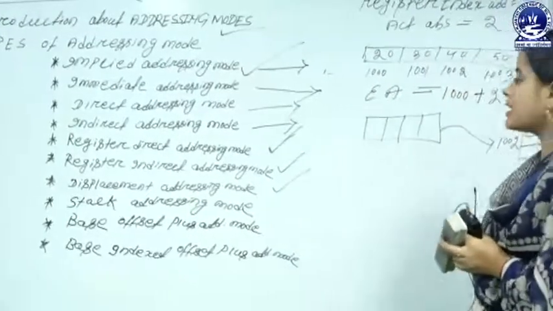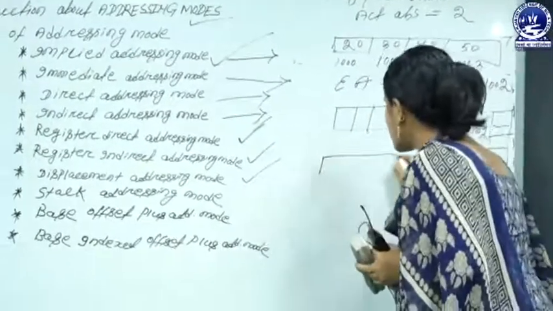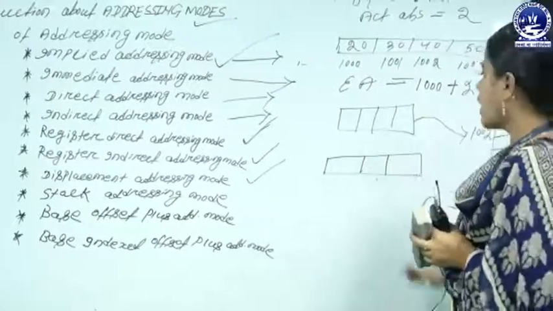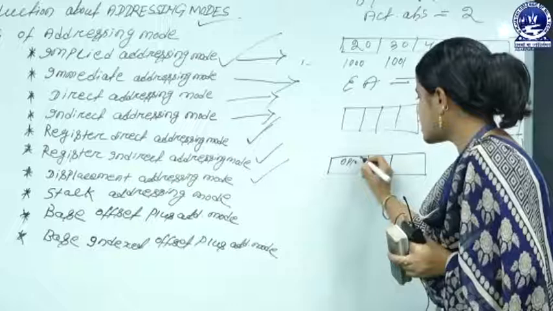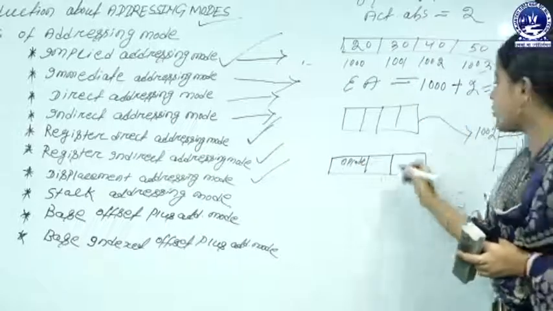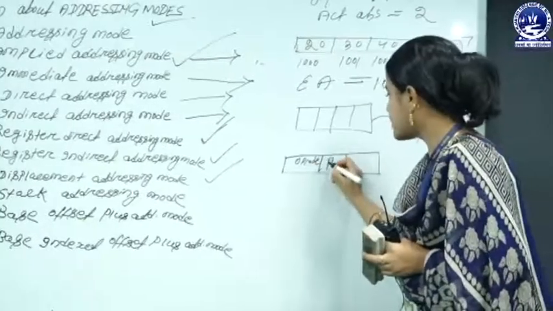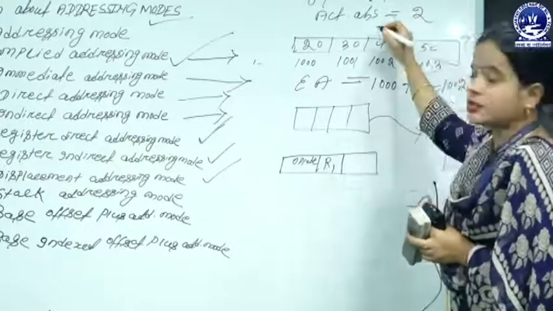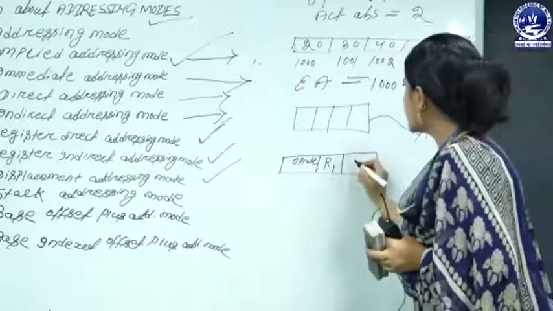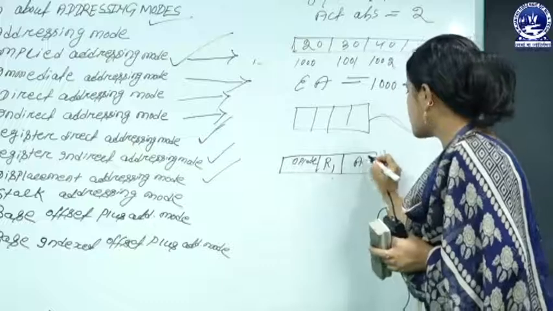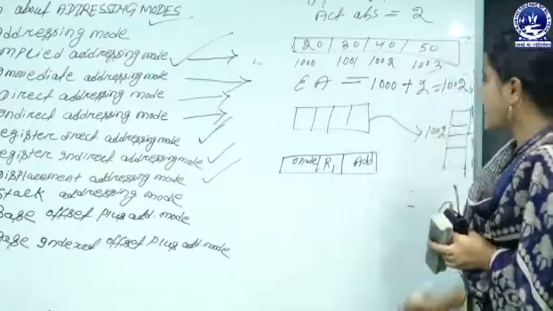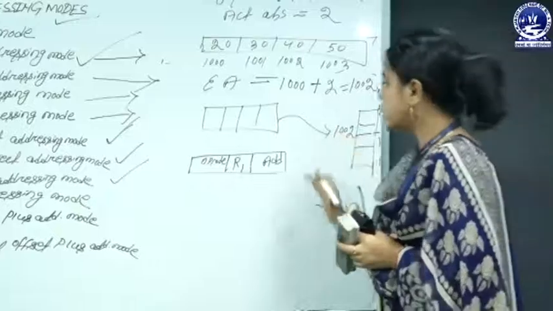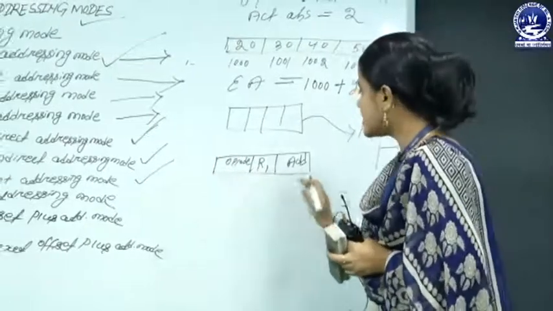That means, in general terms, in the case of displacement addressing mode, the instruction contains three fields. One is for the opcode, the second is for the operands, that means the registers, and the third field contains the absolute value, that means the address.